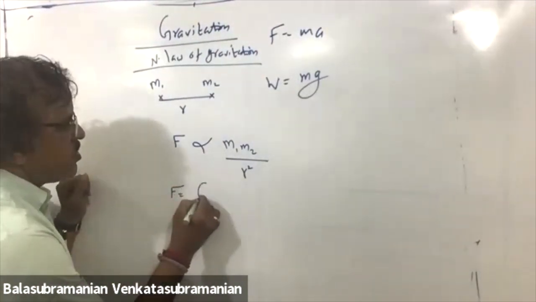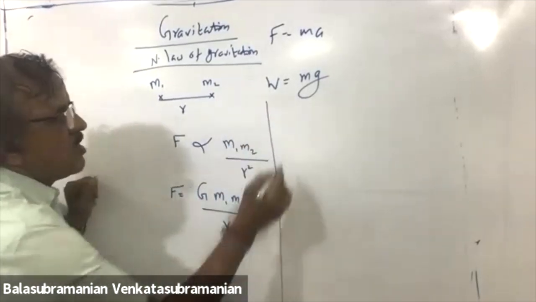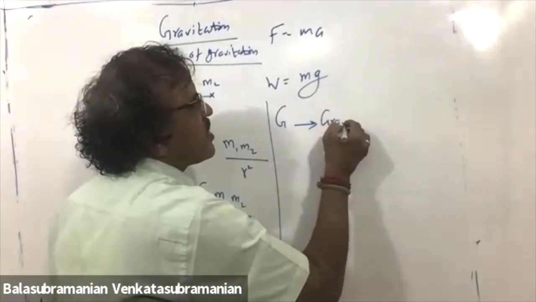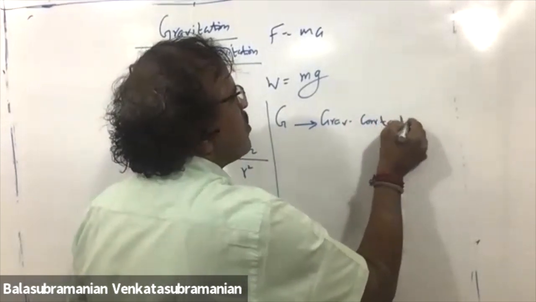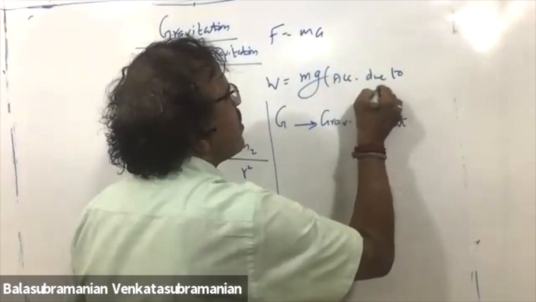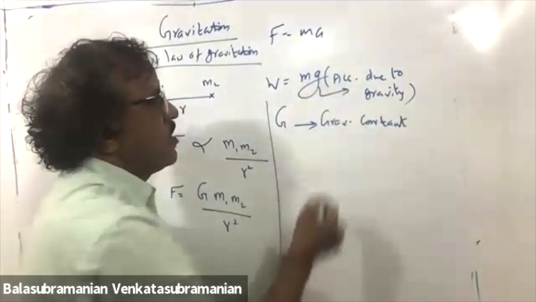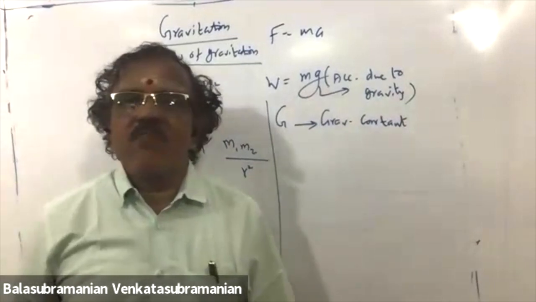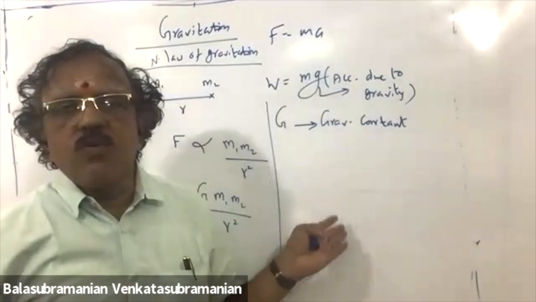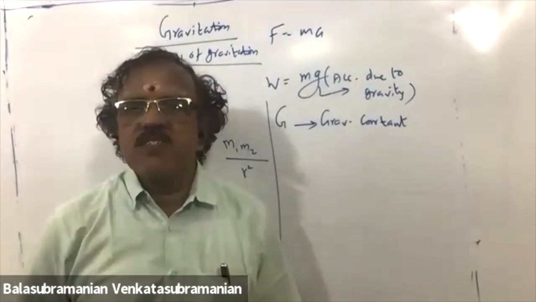Or F is equal to constant capital G m1 m2 by r square. This capital G we call the gravitational constant. Small g we call acceleration due to gravity, and capital G we call the gravitational constant. Sir, I want to know the unit, the dimensional formula of capital G, and the value of G.